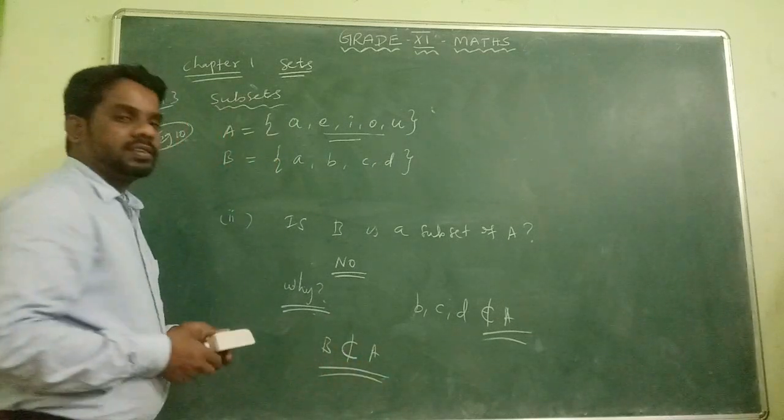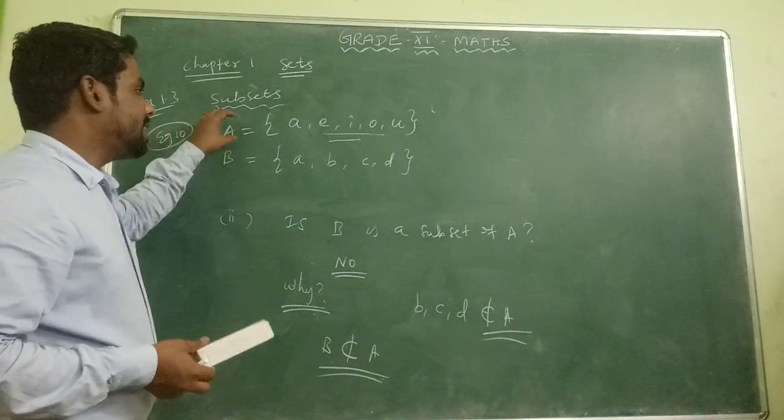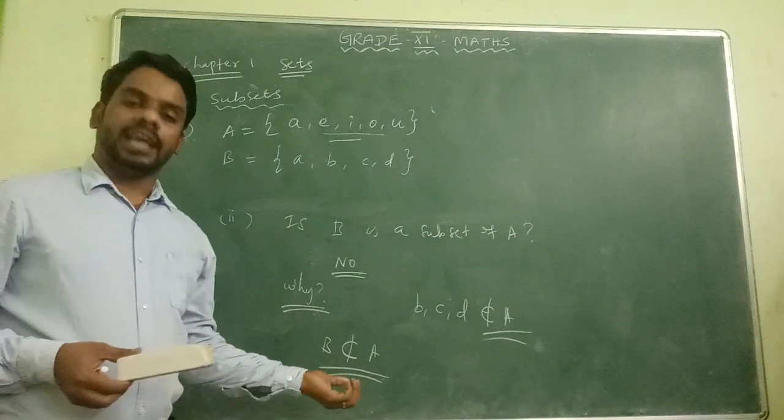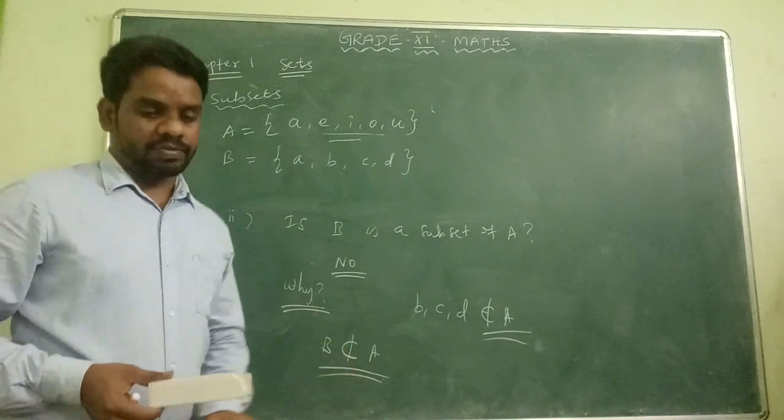This is incorrect. The first one, A is not a subset of B, and the second one, B is not a subset of A. Okay, so this is correct. Right.